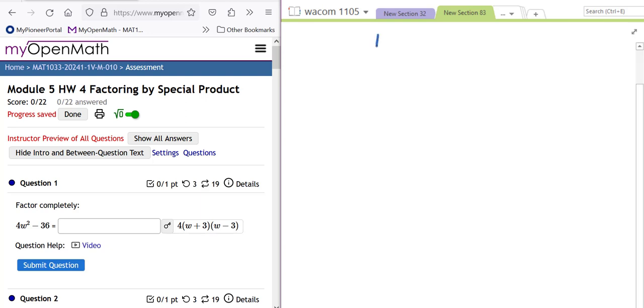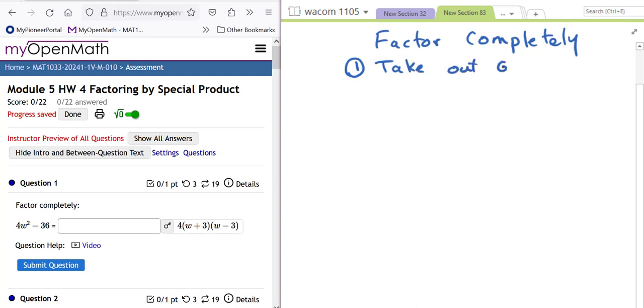All right. So if something just says factor completely. So this is your strategy. And there's a nice little diagram you can print out from in there, right? Step 1 is take out a GCF, right? After that, you're going to put the problems in categories. Step 2 is look at how many terms are there.